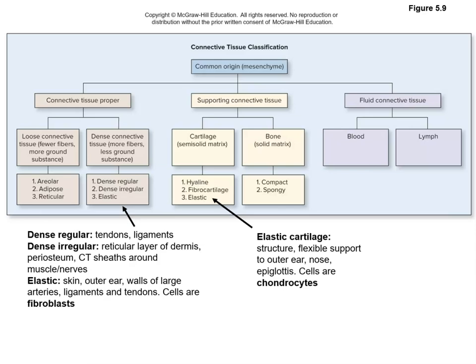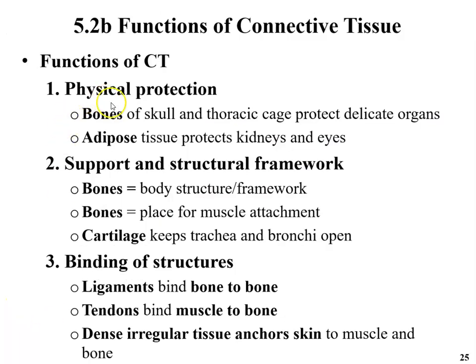Elastic cartilage gives your body parts structure, for example flexible support to the outer ear, the nose, and the epiglottis. And then finally, we'll talk a little bit about fluid connective tissue, and this is going to be your blood and your lymph. Functions of connective tissue. Number one, physical protection. The bones of your skull and thoracic cage protect organs. Adipose tissue also protects the kidneys and eyes.